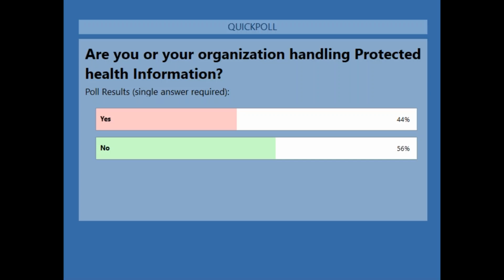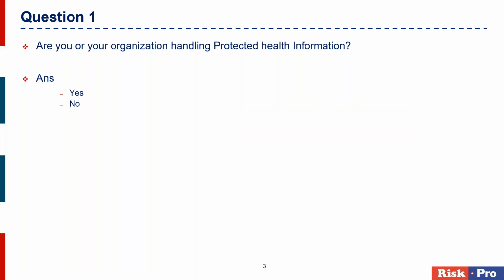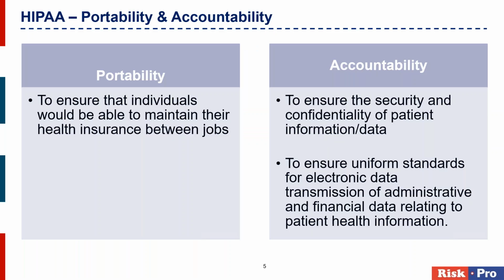As I told earlier, HIPAA is the Health Insurance Portability and Accountability Act, and it is an act which is applicable to the US market. So this is very specific to the US market. There are two distinctions we can see here: the word portability, as well as accountability.